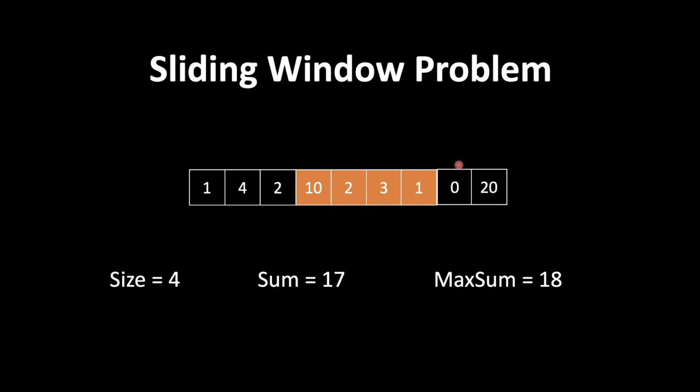Again, slide our window. We remove 2, so minus 2. We got 1, so add 1. Our sum now is 16, and 16 is less than 18. We will not update it. Again, slide.